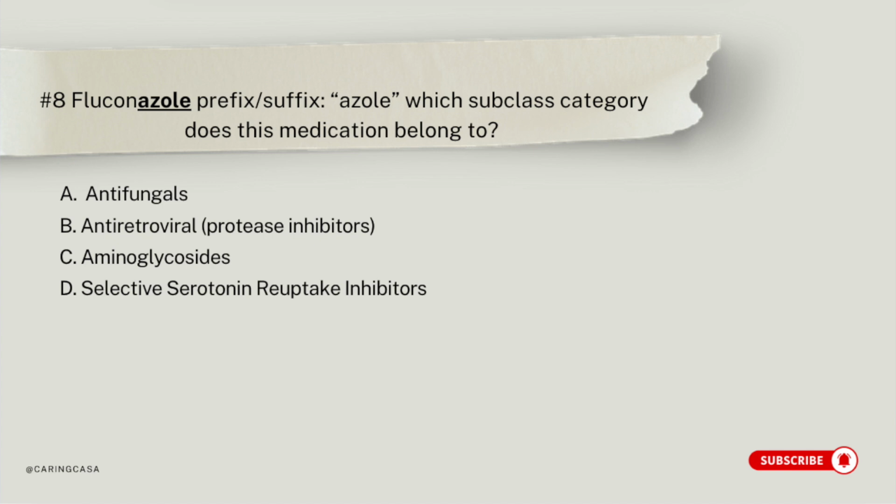Moving on to the next one. Fluconazole. Prefix or suffix is azole. Which subclass category does this medication belong to? Is it A, antifungals, B, antiretroviral protease inhibitors, C, aminoglycosides, or D, selective serotonin reuptake inhibitors?